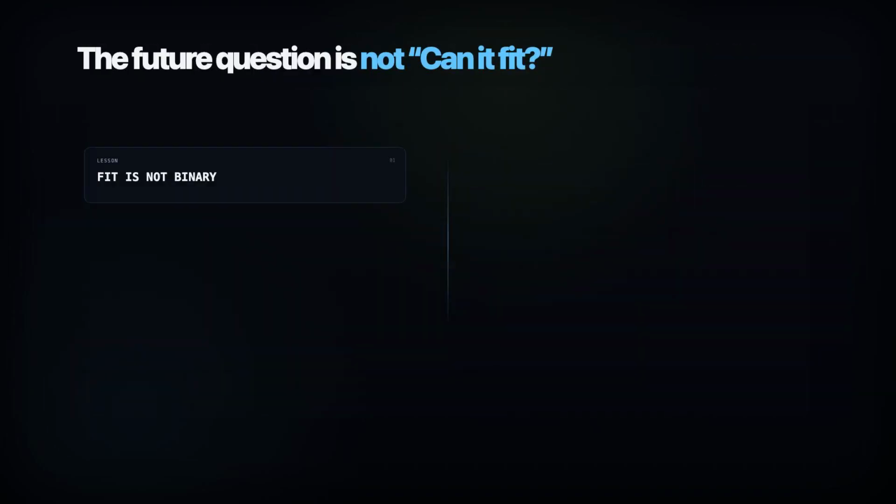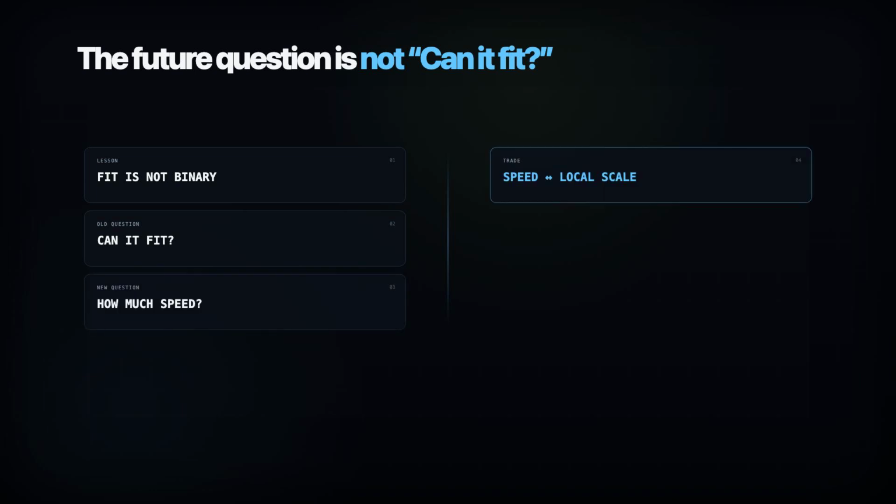And that may be the real lesson from Colibrì. The question for local AI may no longer be, can the model fit in my computer? It may become, how much speed am I willing to trade to run a model that doesn't? And that is a much more interesting future.